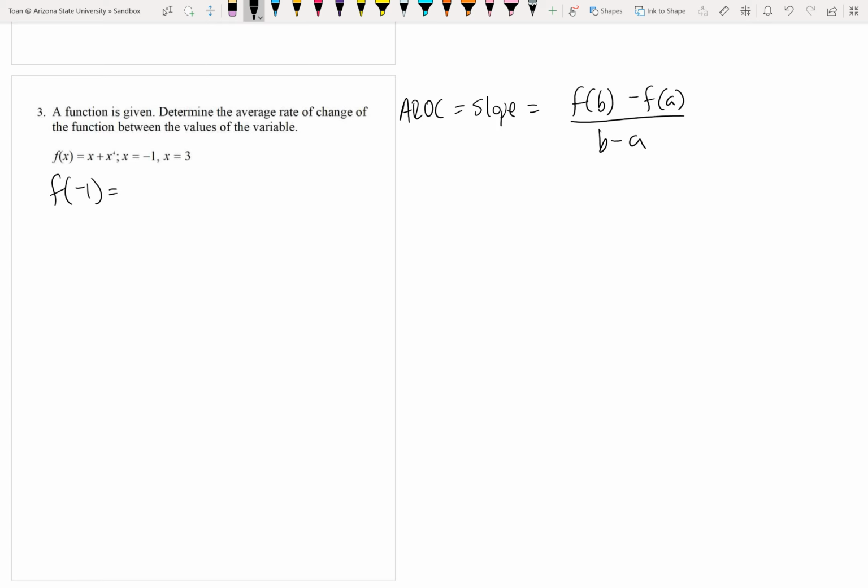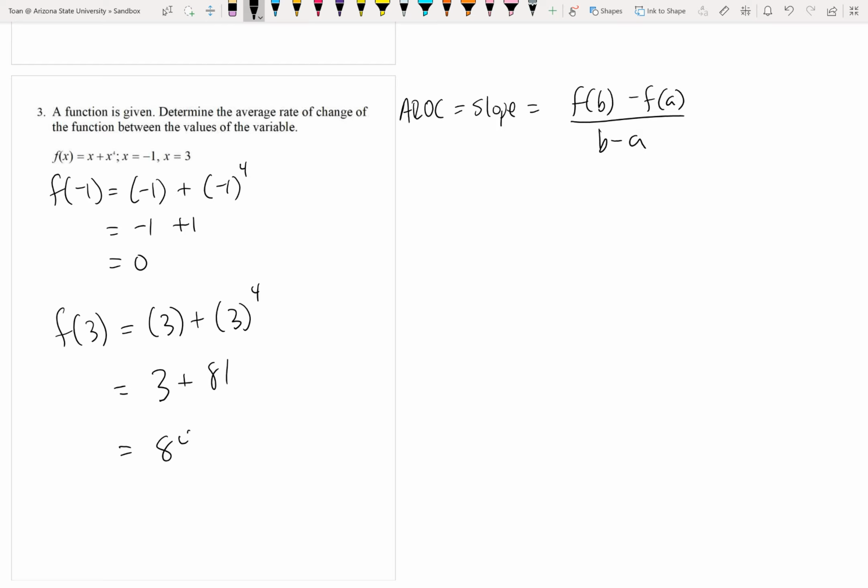So you just plug in a -1 for the x's. So that's -1 plus -1 to the 4th power, which is -1 plus 1, which is 0. Let's find f of 3, which is 3 plus 3 to the 4th power. That's 3 plus 81. That's 84. So then let's just do y2 minus y1 over x2 minus x1. So the average rate of change is f of 3 minus f of -1. You always do the function output of the bigger x minus the smaller x all over 3 minus 1.